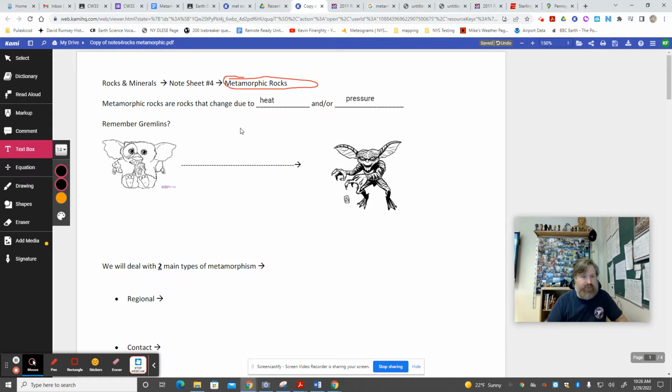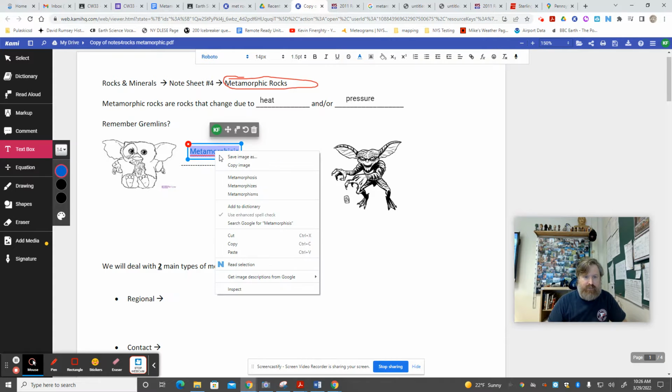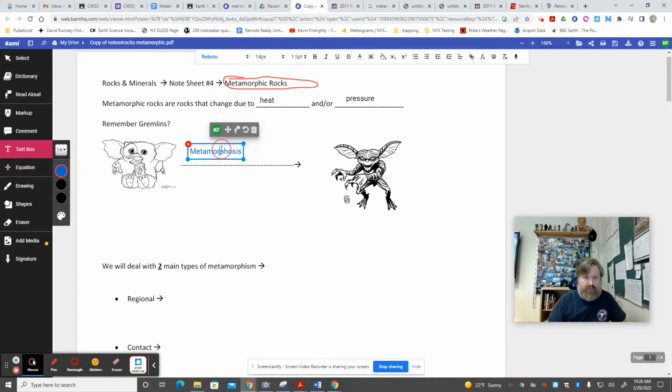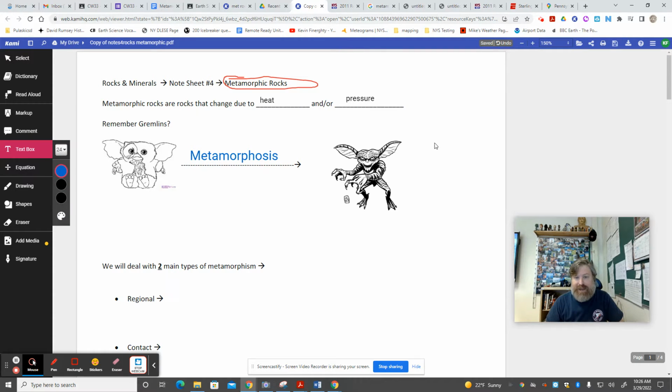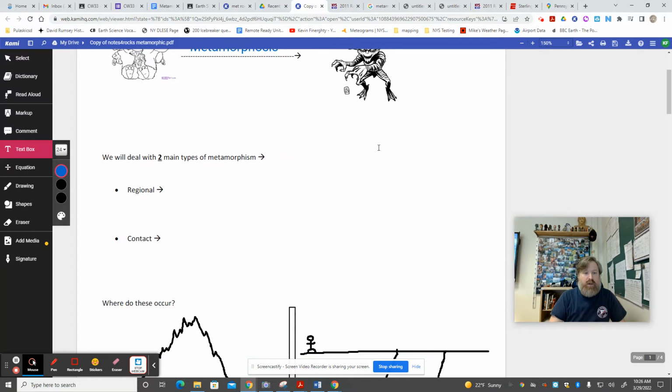We'll look at the environments in which that happens. If you've ever seen Gremlins, they use this term in the movie. They say that when it goes from this to this, I could have put a caterpillar and a butterfly, I suppose. Same thing. It goes through a metamorphosis, which I spelled wrong. Thanks, computer. It goes through a metamorphosis from that to that, a change. We're going to do the same thing with rock. You go from sandstone, you put it under heat and pressure, it turns to a metamorphic rock from sandstone. We'll learn what it's called soon.